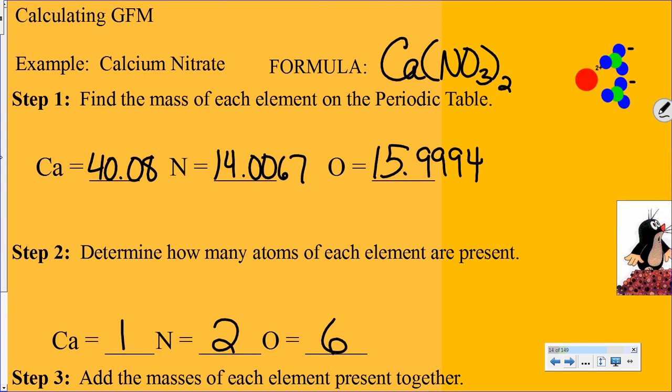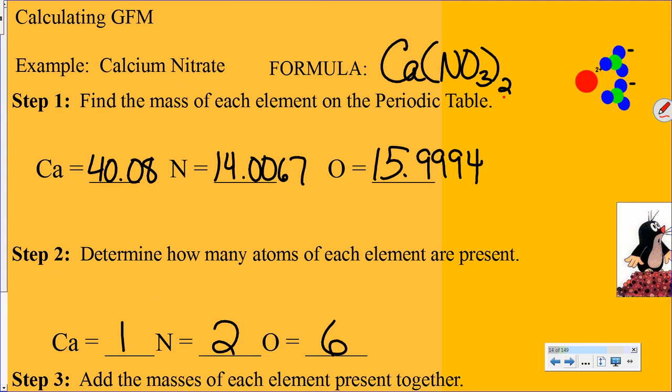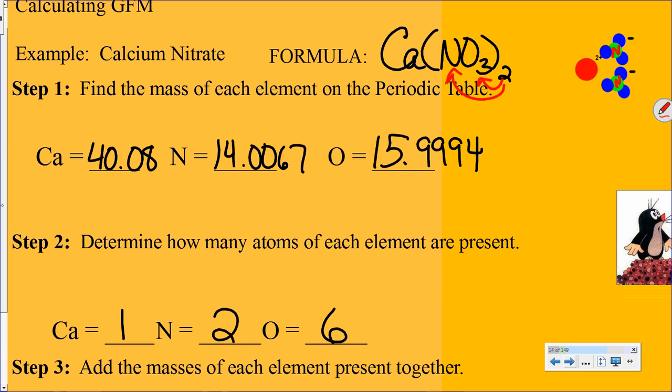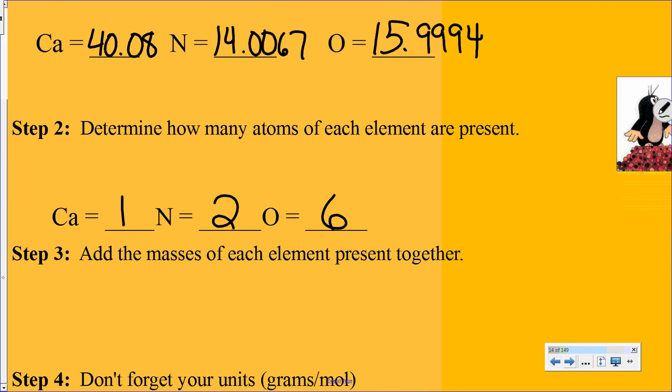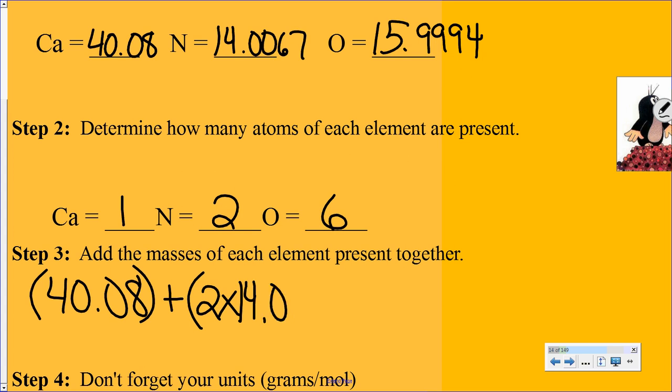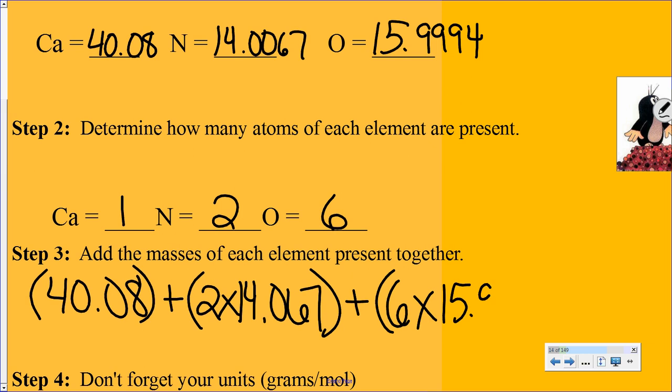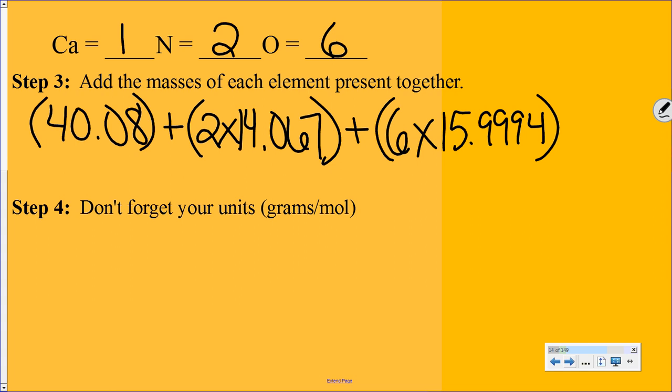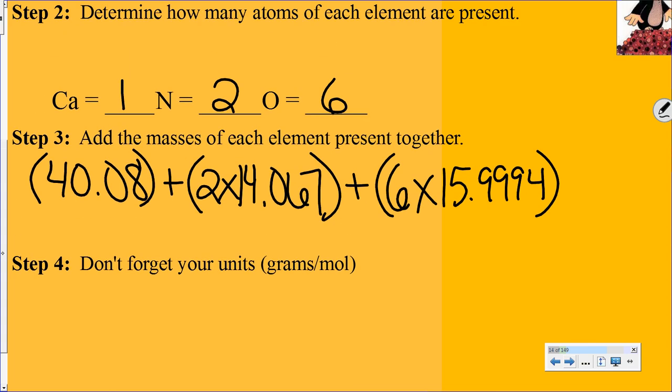So please make sure you're comfortable with where I'm getting this. Remember, this 2 means there's 2 groups of these. You can also visually count them here. These are our nitrogens. There's 2 of them, 6 blue oxygens. So we're going to go ahead and do 1 times 40.08. So I'm just writing 40.08. We have 2 nitrogens times 14.0067. And we have 6 oxygens times 15.9994. You're going to punch these in your calculator. Remember, this still technically counts as adding.